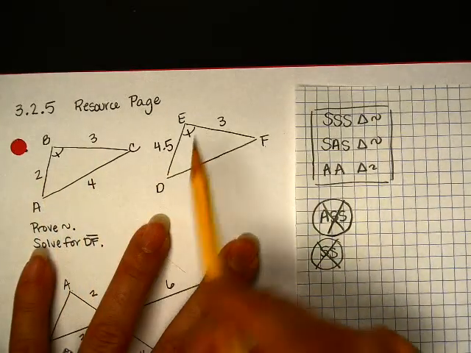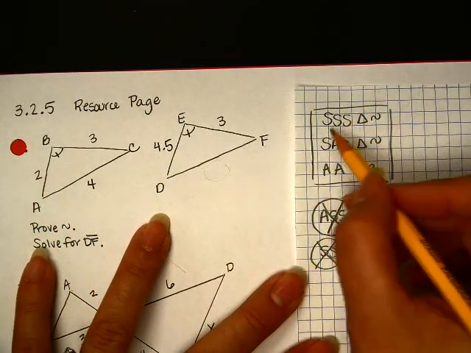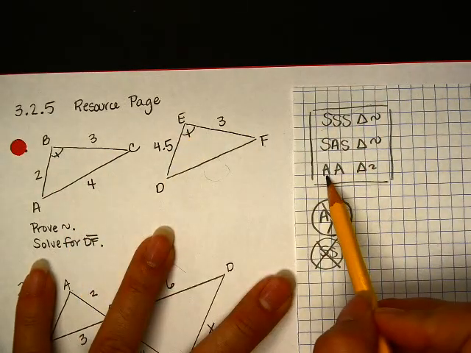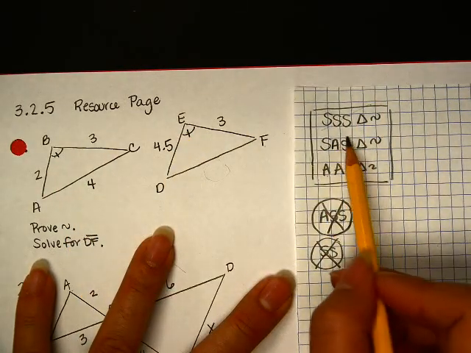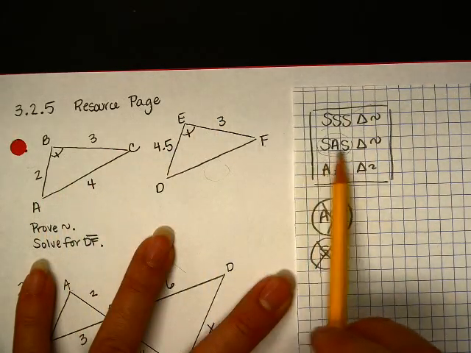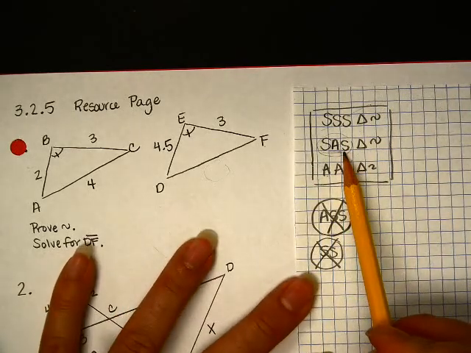So first of all, I look here and I say, well, I am missing a side, which means SSS is out. I have one set of angles, but not more than one, so this is probably out. Looking here, it looks like I have a combination of sides and angles, so it looks like this is the method that I might want to use.